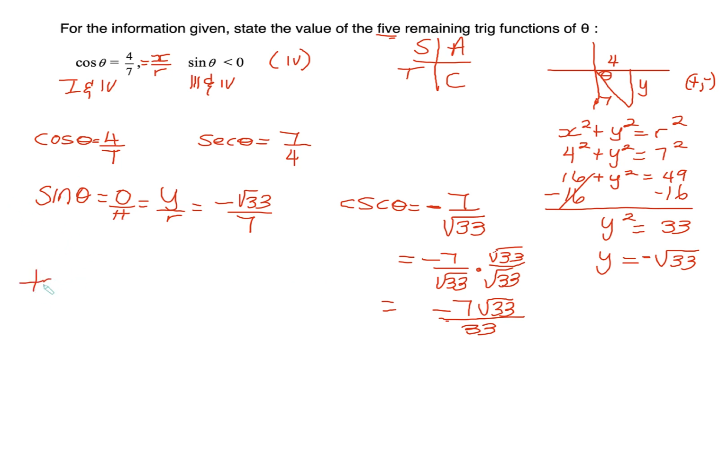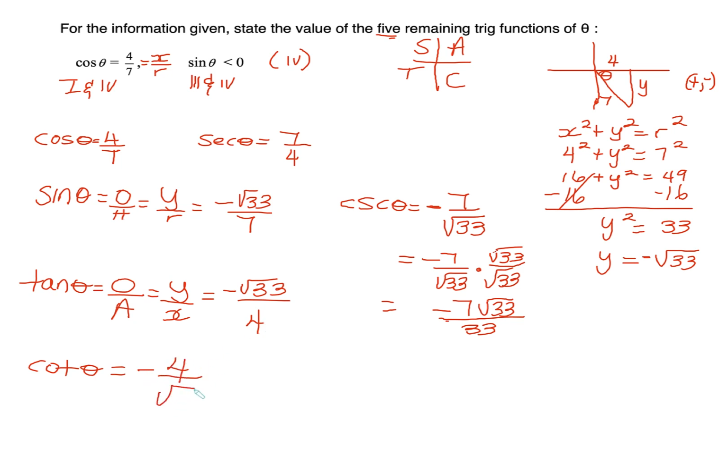Now, I know that tan theta is going to be opposite over adjacent, which is going to be y over x. So again, I know what my y is. It's negative square root 33 over, what's your x? It is 4. So I have my tan. If you have tan, you can find cot. So cot theta is going to be the reciprocal, so it's going to be negative, and it's going to be 4 over the square root of 33.